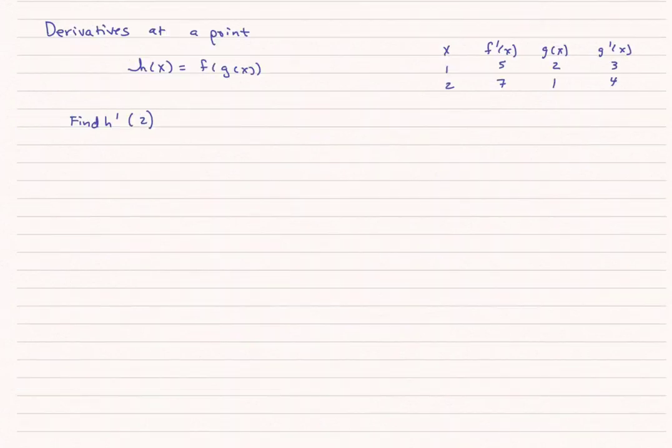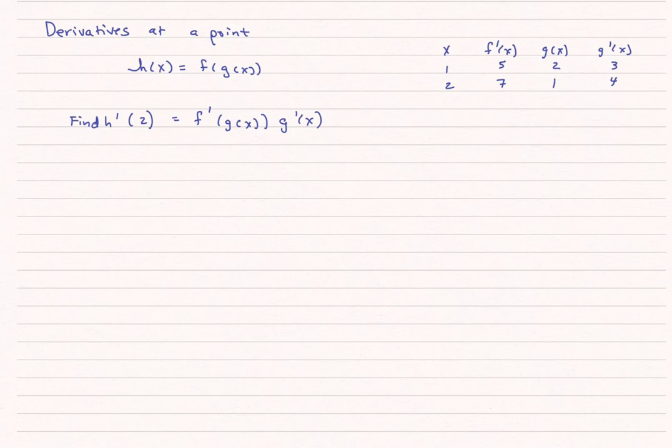I could ask a question in a different way. I could give you a table of values for f prime, g, and g prime, and I could say, what's h prime of 2? If I know that h is f of g of x, then I can rewrite this as f prime of g of x times g prime of x. So let's find out what happens when I'm looking at the value 2.